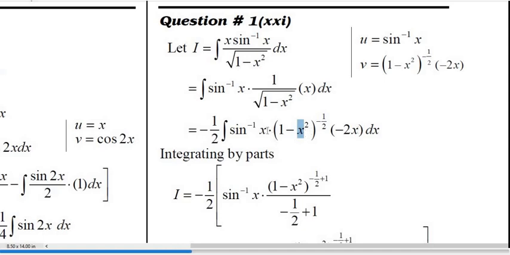Here we have two functions. This one is an inverse function and this whole function is an algebraic function. Integrating by parts, minus 1 by 2 as it is, first function as it is, sine inverse of x, and integration of second function, 1 minus x square to the power minus 1 by 2. So when we integrate, we add 1 in power and divide by the same.